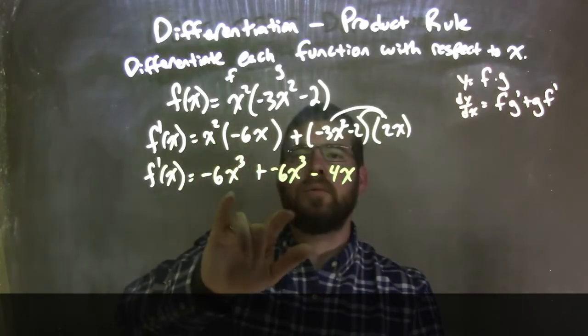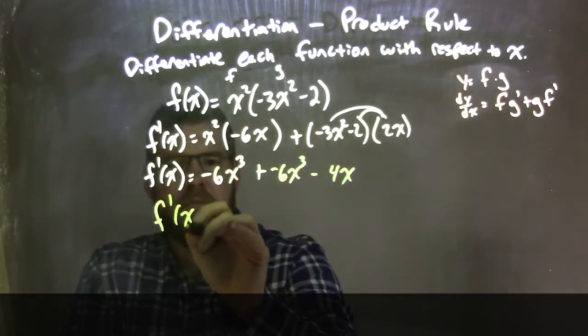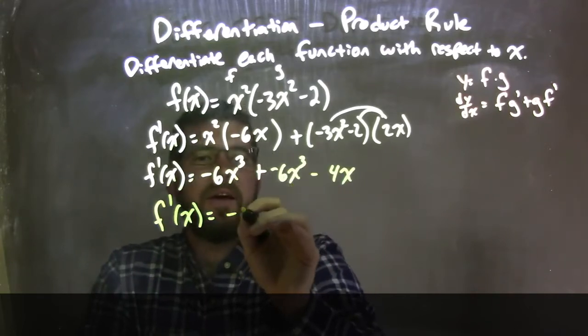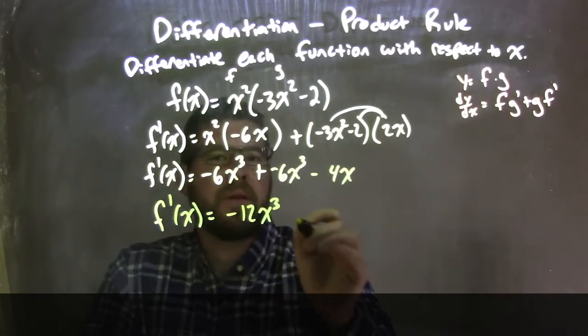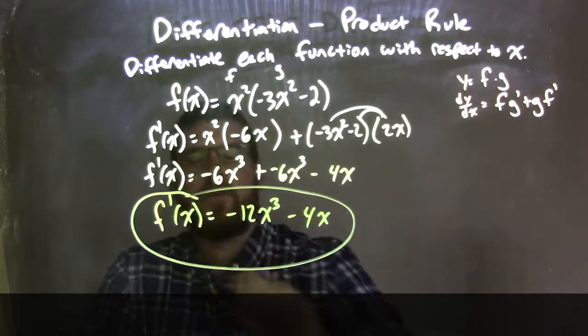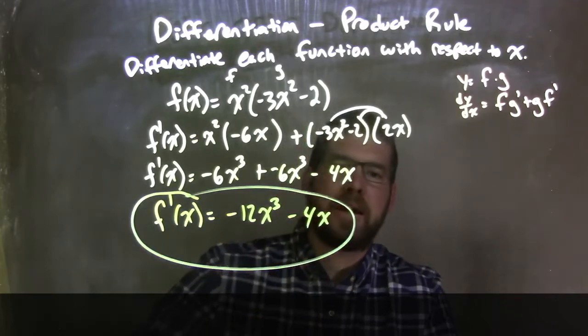Let's combine our like terms. We have the same exponent, same degree there. So we have, f prime of x is equal to negative 6x to the third plus negative 6x to the third is negative 12x to the third minus 4x at the end, and there we have it. We have our derivative. F prime of x is equal to negative 12x to the third minus 4x.